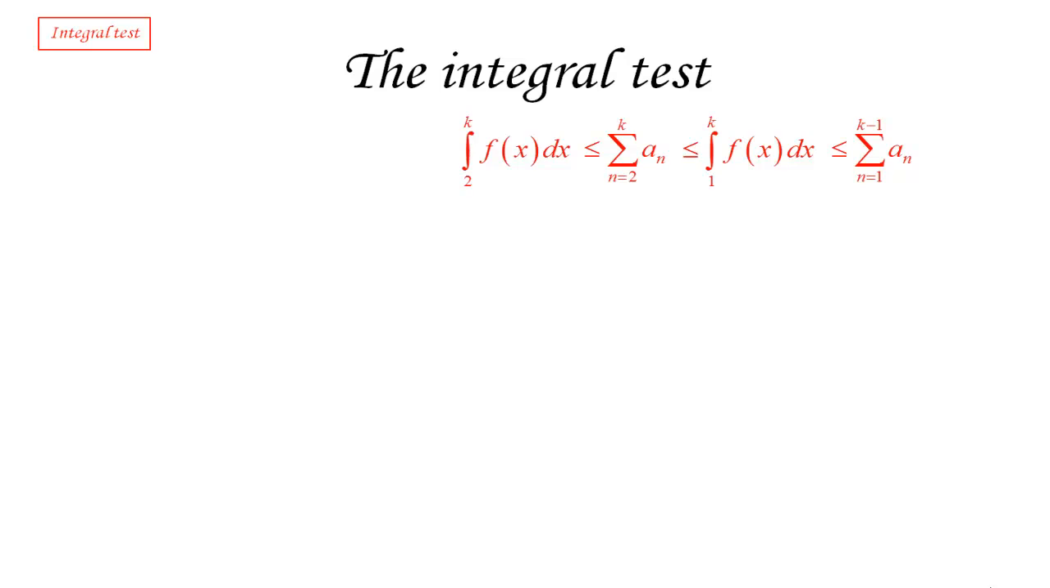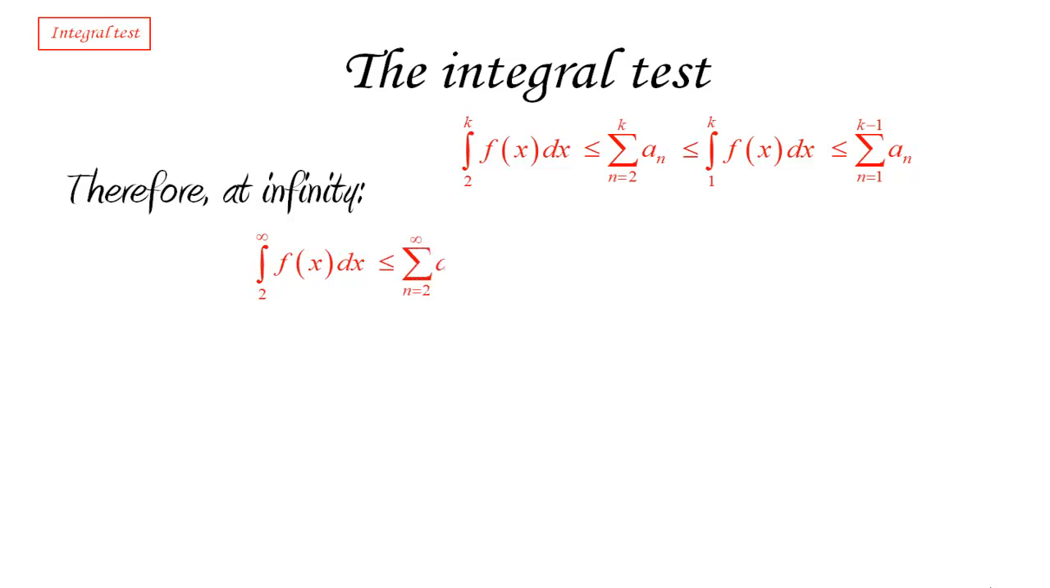Okay, so let's look at this set of inequalities, and let's see what happens when we let k go to infinity. Well, the integral from 2 to k becomes the integral from 2 to infinity of f of x dx. The sum from 2 to k becomes the sum from 2 to infinity. The integral from 1 to k, of course, becomes the integral from 1 to infinity. Of course, all those inequalities are going to remain because they are true for every k, and therefore they're going to be true in the limit.